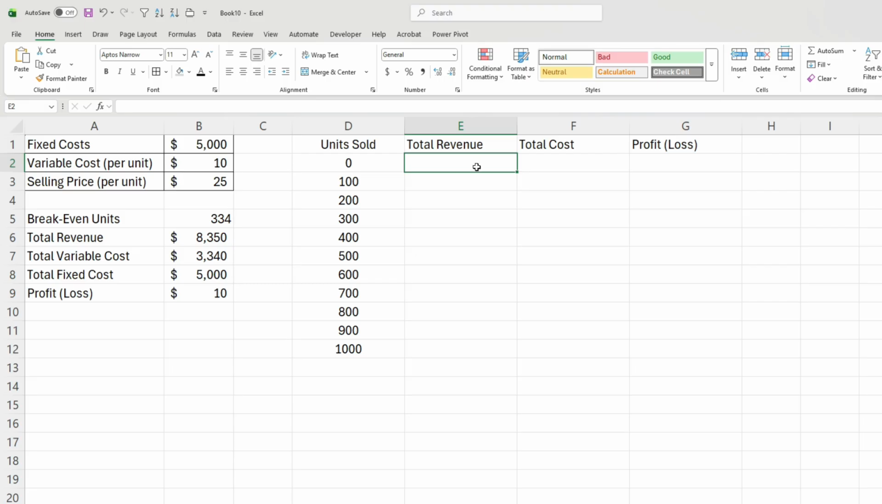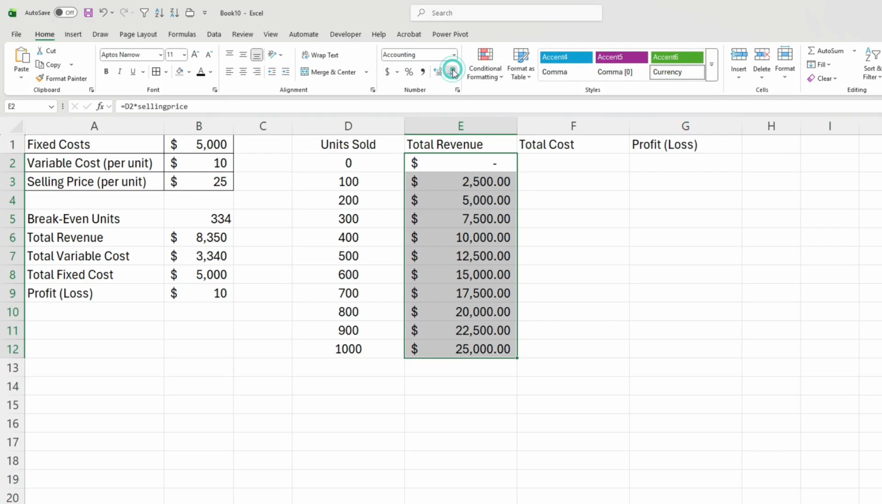So for the total revenue, I'm going to do the same thing as I did before, where I'm taking the units sold and multiplying that by the selling price. Now, an easy way to reference this is, rather than remembering that my selling price is in B3, I'm just going to call this selling price. And then for the variable cost, I'm going to call it variable cost. And for the fixed cost, I'll type in fixed cost. The benefit of this is now I can take this unit sold and multiply it by the selling price. So really easy to remember. And I'm going to copy this down, and that's my revenue.